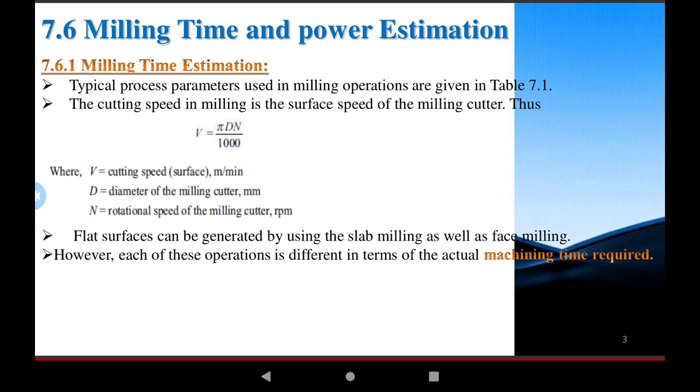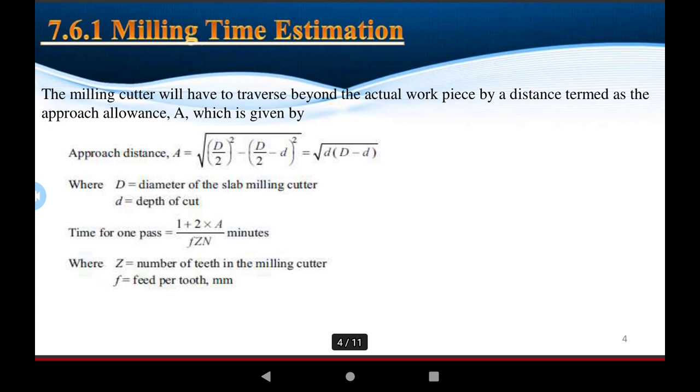Okay, however each of these operations is different in terms of the actual machining time required. Once one job is complete for this milling operation, we look at the time required to complete one job in the operation. Okay, and milling time estimation.